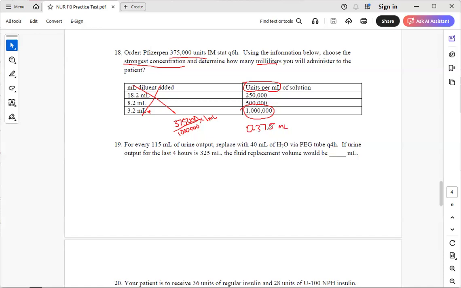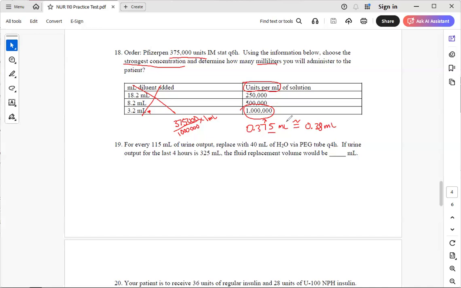Now, I have to do something with this answer because I don't need all these decimals, even though it's solid. What I want to do is I want to look at the thousands place. If it's 5 or greater, then I'm going to round up. And so my answer becomes 0.38 ml.